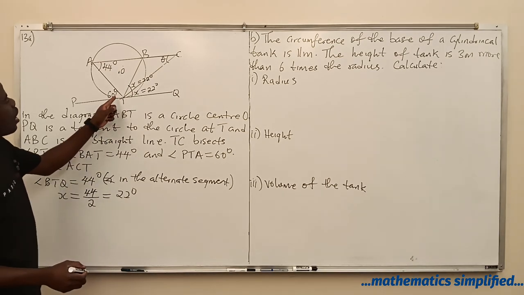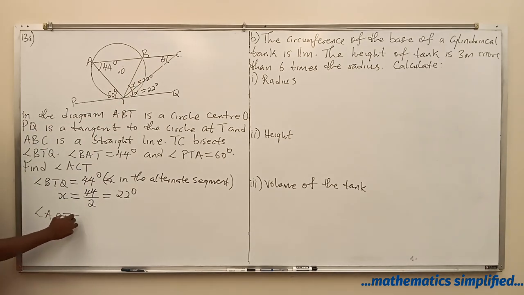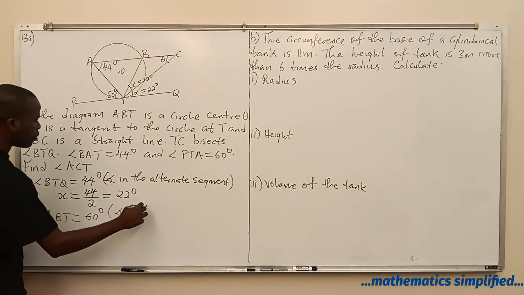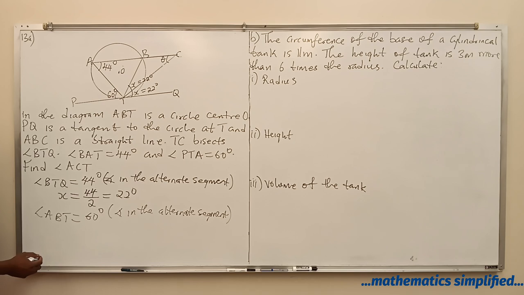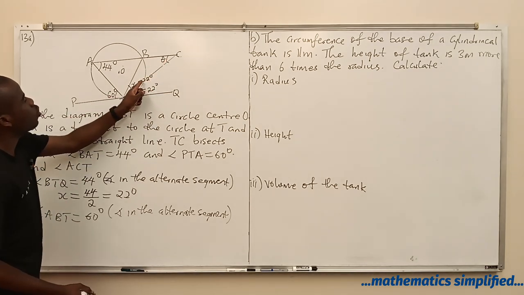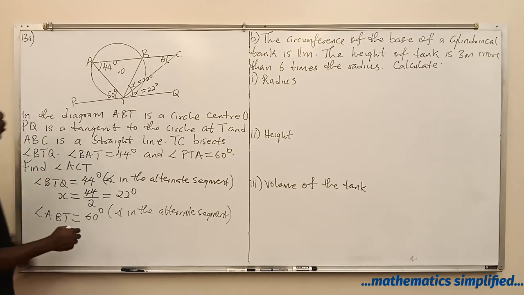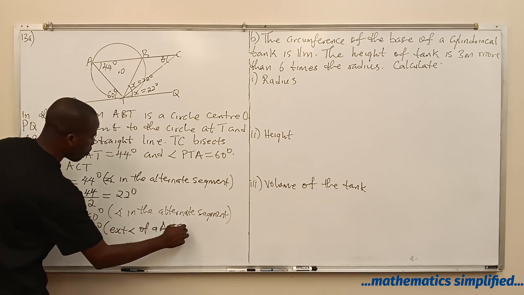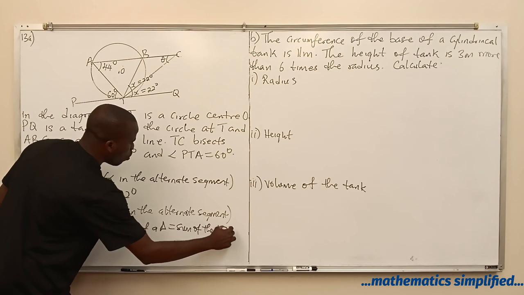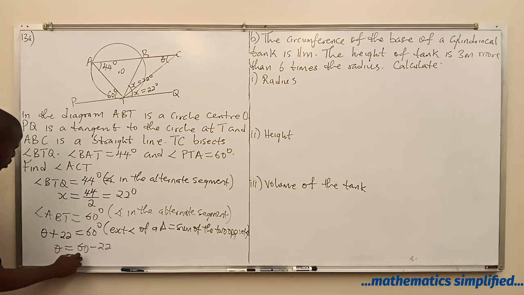Now, this is equal to this, same thing, angle in the alternate segment. Angle ABT equals 60 degrees, angle in the alternate segment. And so, for me to get what theta is, theta plus 22 should give me the 60. Exterior angle of a triangle is equal to the sum of the two opposite interior angles. So theta plus 22 must give me 60 degrees. And so that theta will now be 60 minus 22, which will be 38 degrees.